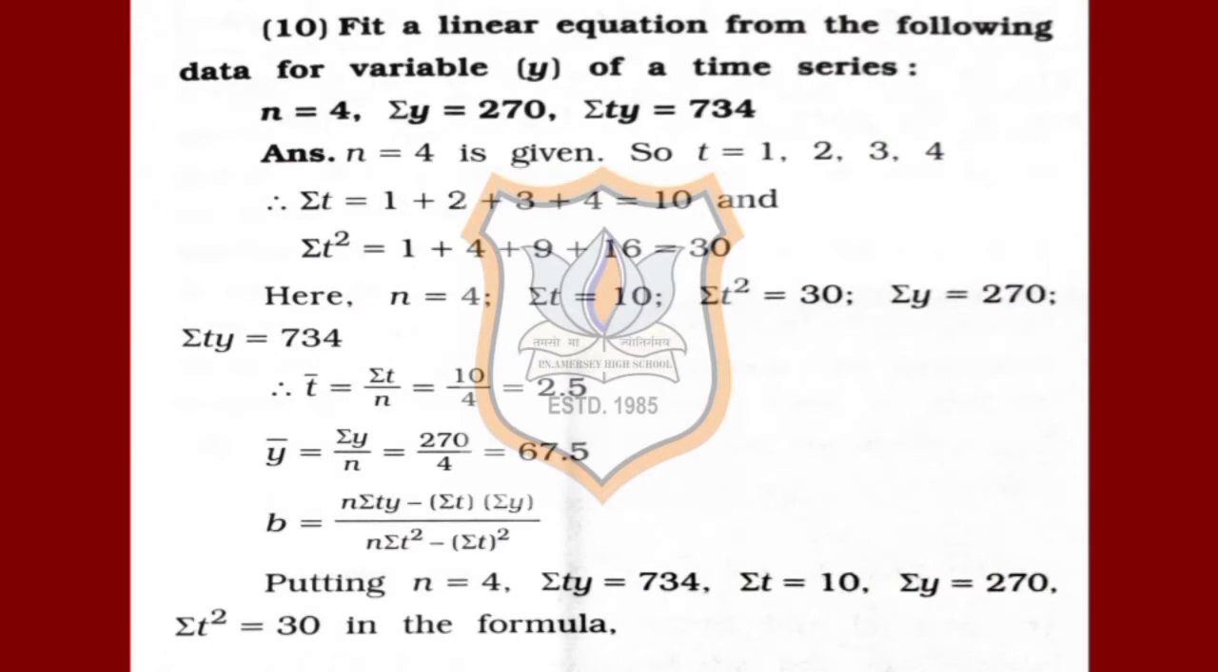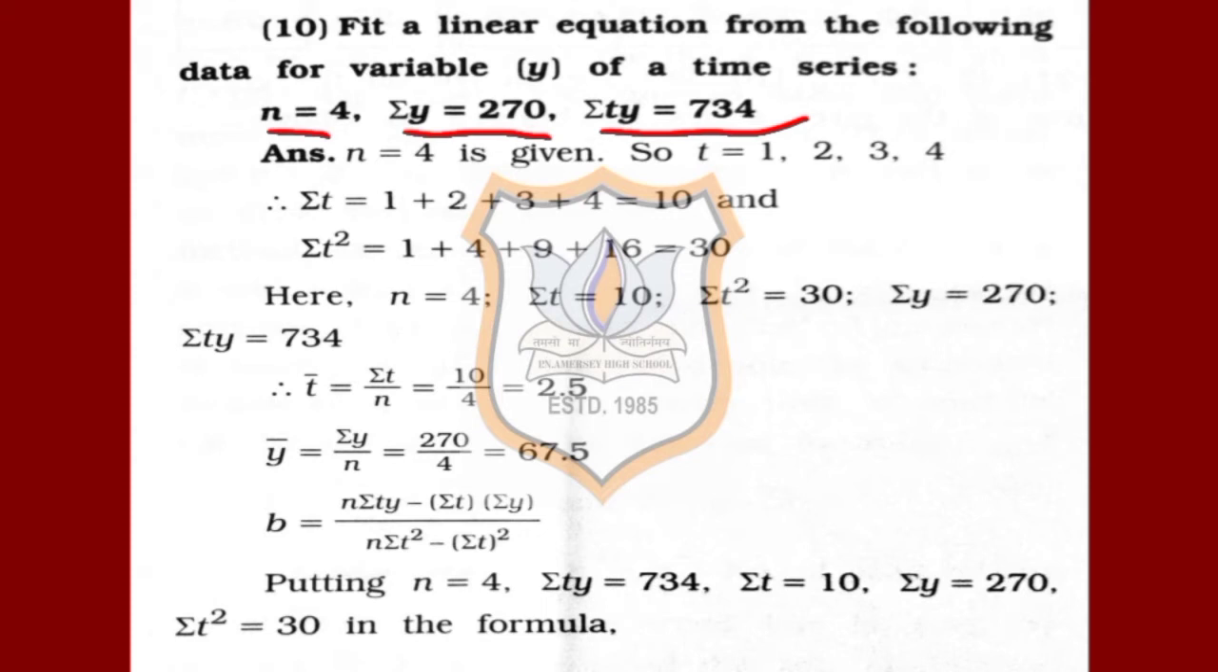Let's do another question, that is question number 10 of section C of the same exercise. Let's read the question. Fit a linear equation from the following data for variable y of a time series. n is equal to 4, sigma y is equal to 270, sigma ty is equal to 734. Now here n is 4, so the value of t we can allot. n is 4, that means total there are 4 values.